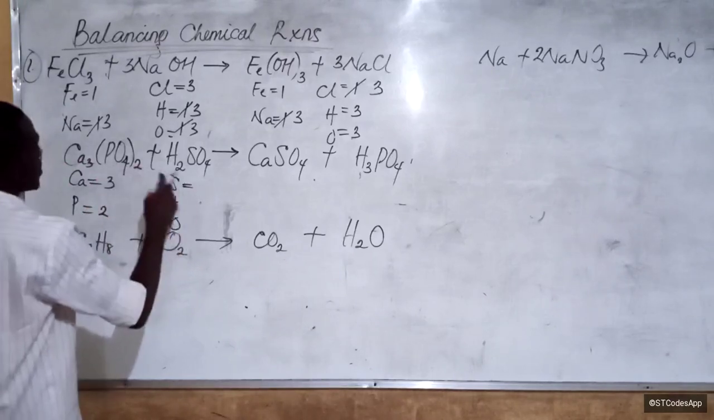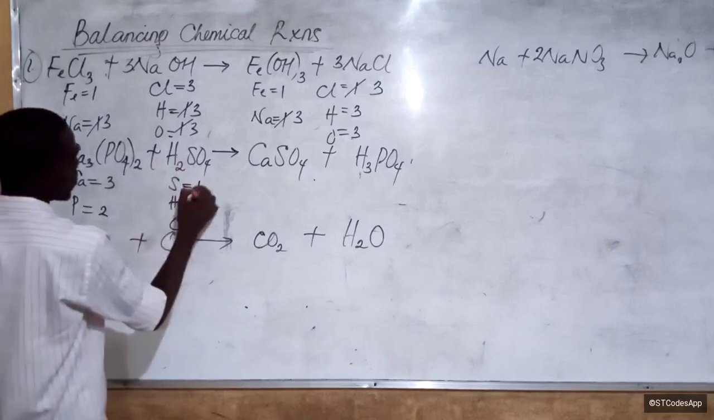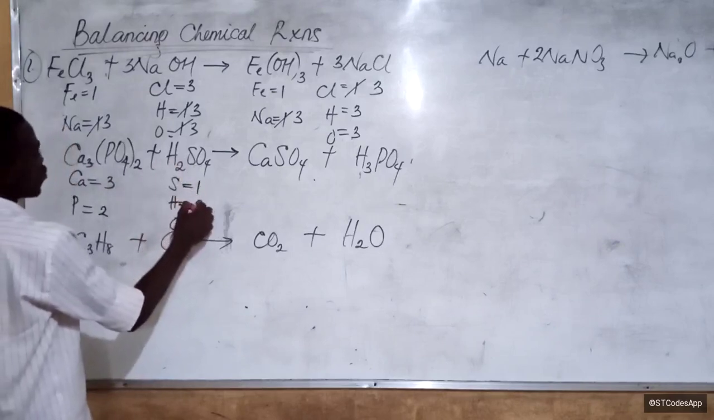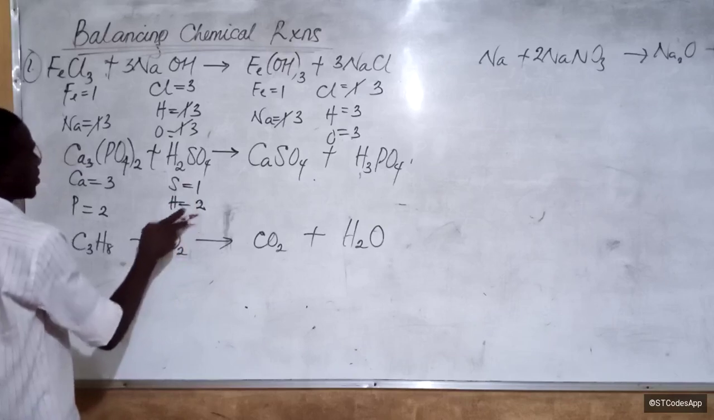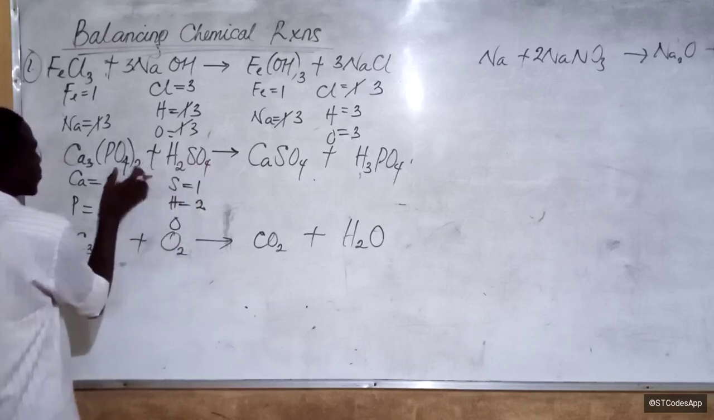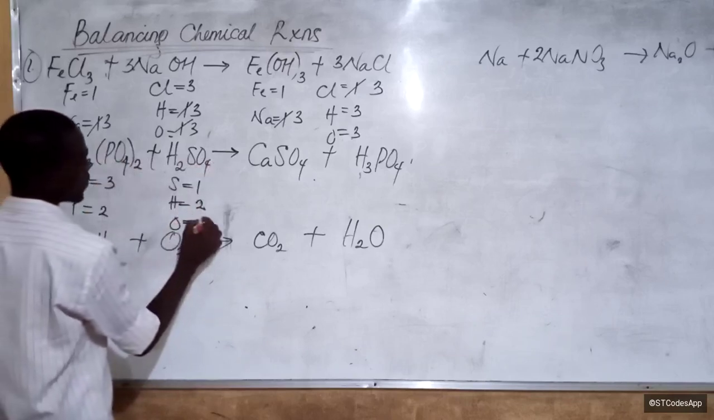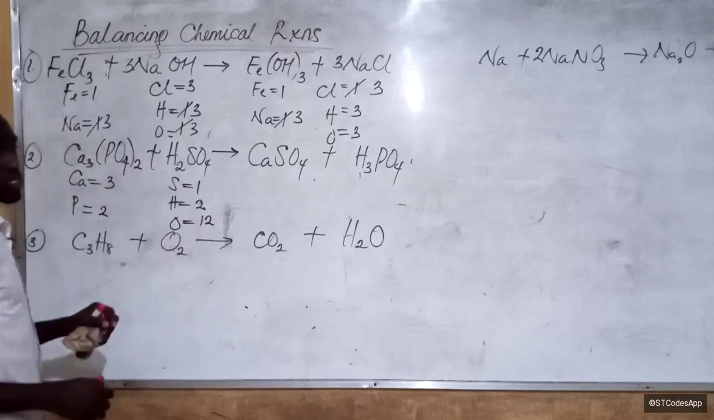Sulfur is how many here? No sulfur here, so we'll come here. Sulfur is 1 here. Hydrogen is how many here? 2. Oxygen is how many? 4 here plus 4 times 2, 8. 4 plus 8 is what? 12 oxygen. Is that okay?